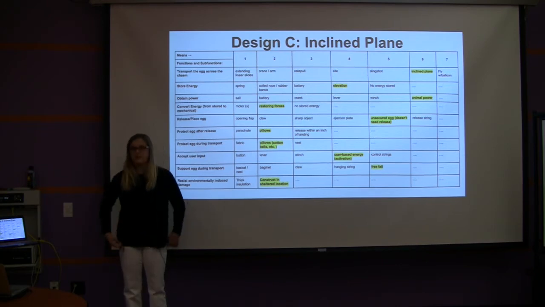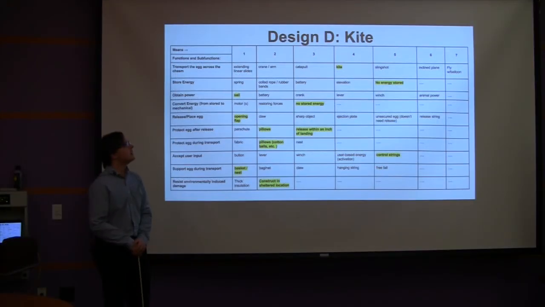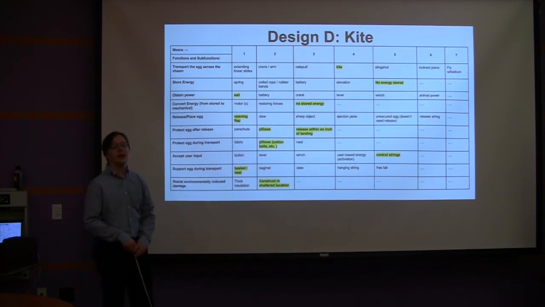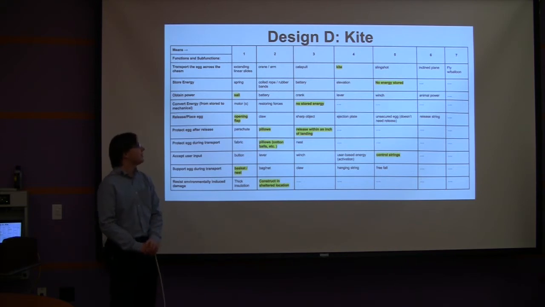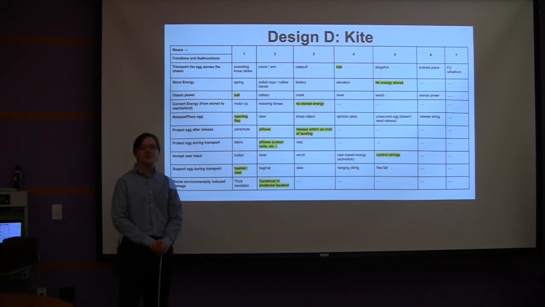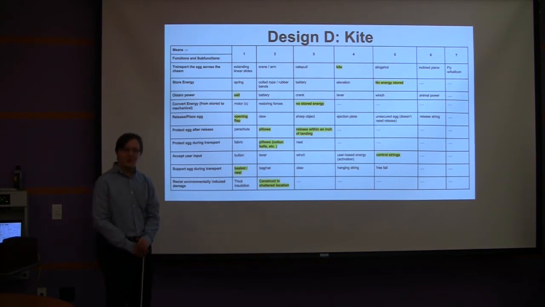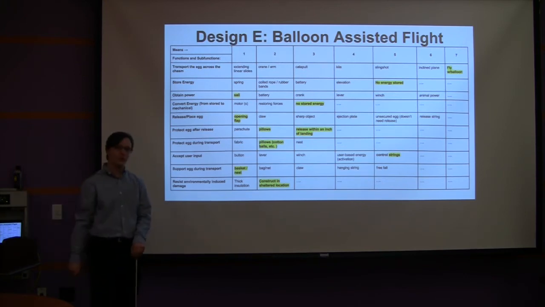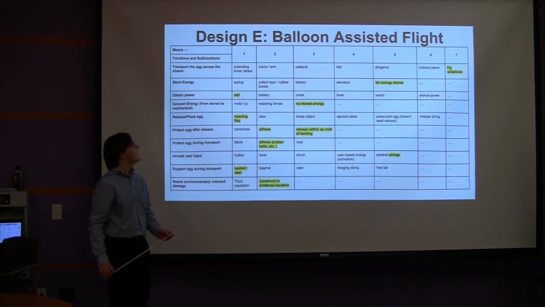Another one of our design alternatives was design C, an inclined plane. This design would be used by placing the egg into a transport container and letting it slide down the inclined plane. In design D, we would attach the egg to a kite, which would then fly over the chasm and release the egg into the bioreactor. This design alternative did have inherent weaknesses in that the wind can be unreliable. In design E, we again flew the egg over the chasm using balloons this time. It has similar reliability issues to design D.